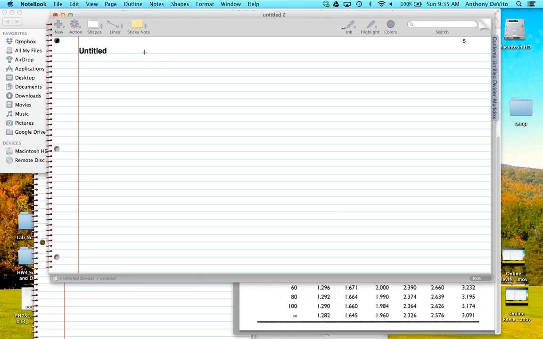The first thing we're going to do is establish our null and our alternative hypotheses. Our null hypothesis is that the mean cholesterol for New York is equal to the mean cholesterol for New Jersey. An alternative hypothesis is the mean cholesterol for New York does not equal the mean cholesterol for New Jersey.